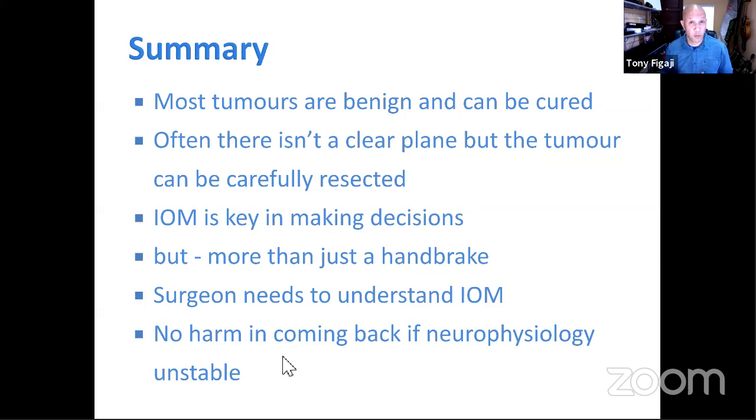Very important to understand that it's more than just a handbrake, because if those signals are robust, you have a huge amount of confidence in being more aggressive about your surgery, not less aggressive. It depends really on good neurophysiology, but not only a good neurophysiologist, but a surgeon that has an understanding of intraoperative neurophysiology as well. And then, as I demonstrated with the last case, if you run into trouble, there's no harm in coming back. The neurophysiology is unstable, and it happens in maybe 20–25% of the cases. And of those cases, some of those reestablish themselves very quickly. Sometimes it doesn't. If it doesn't, then you close up, you come back in a month or so if the patient's clinically well.